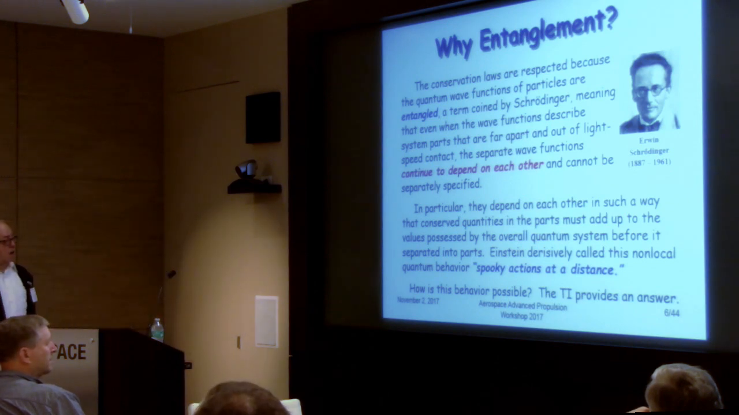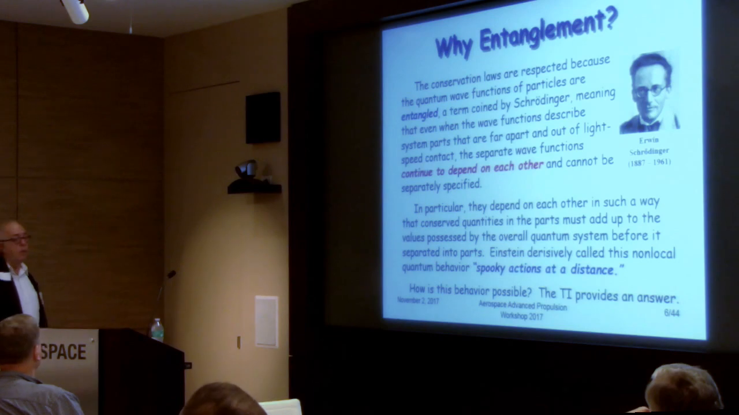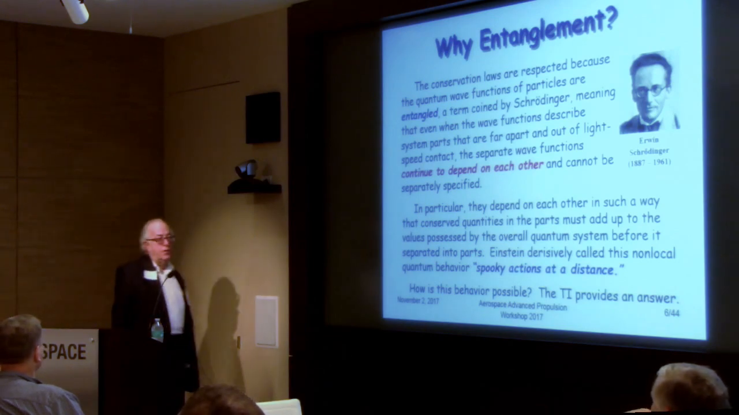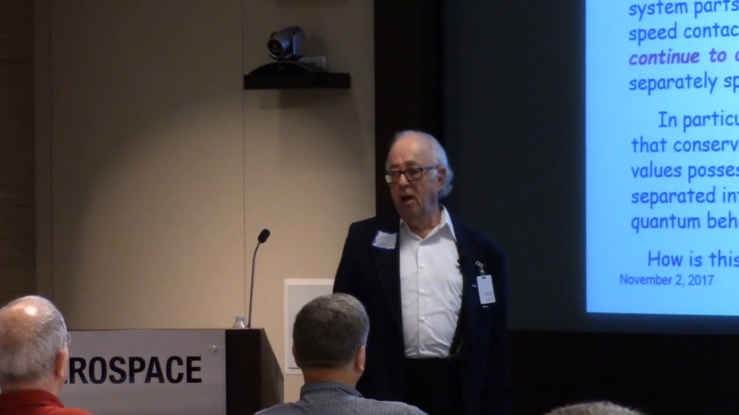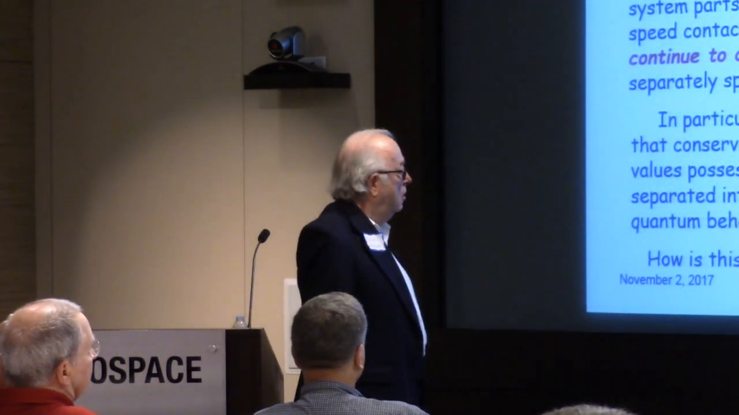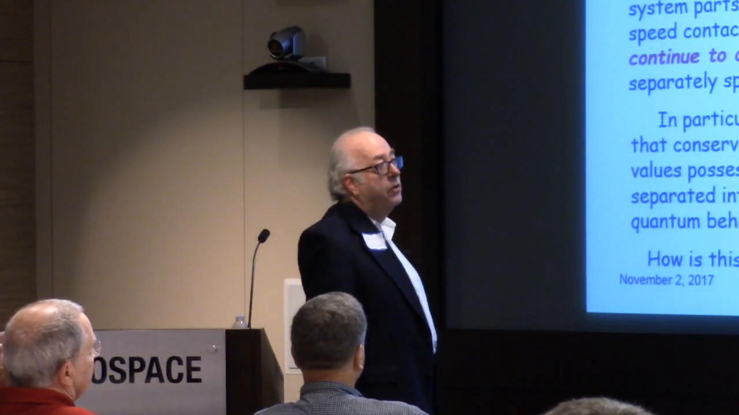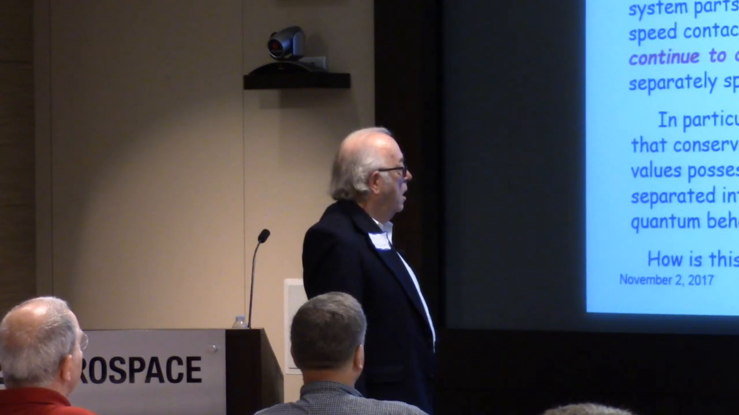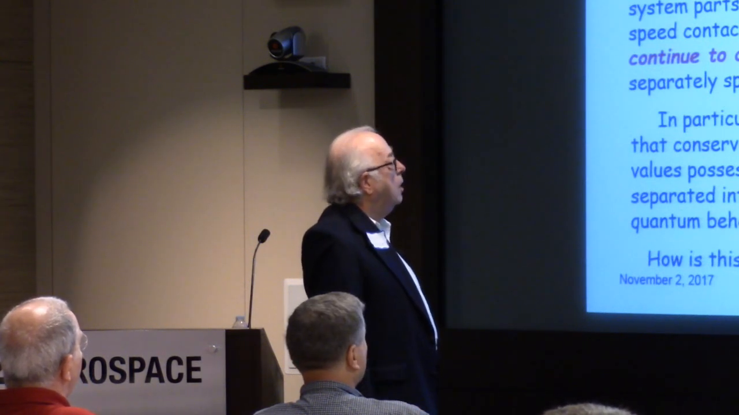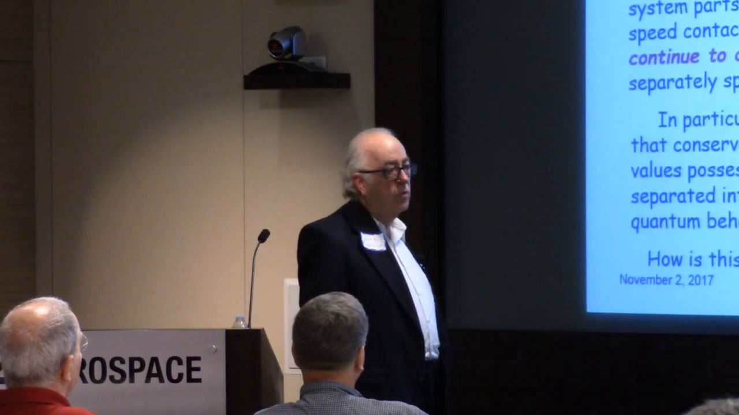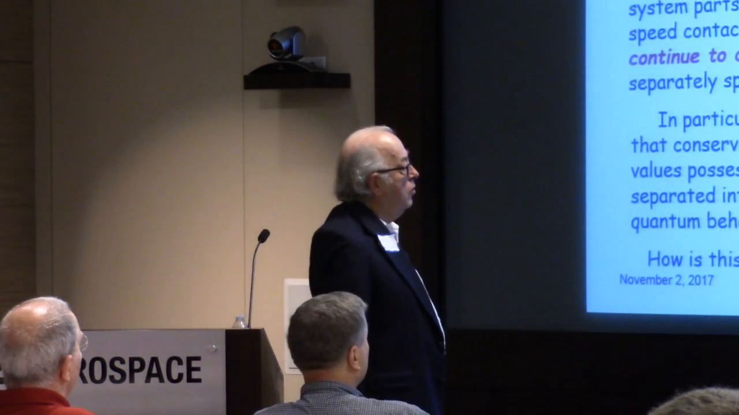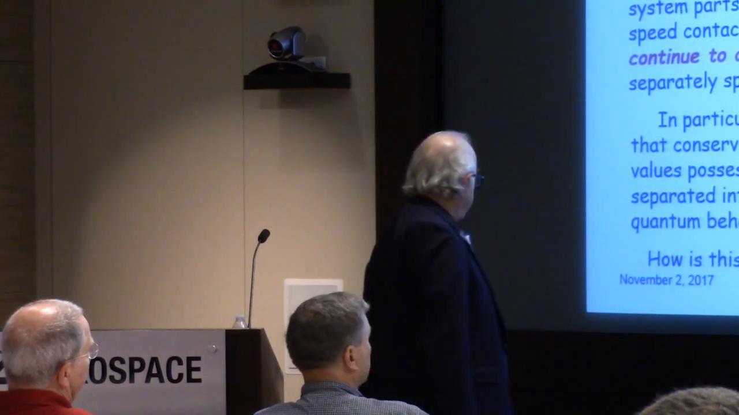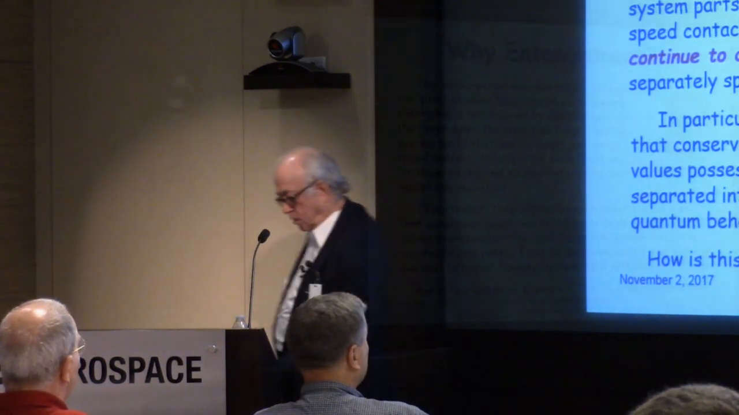And it was a controversy for a long time until people began to do quantum optics experiments to test whether it was there or not, and sure enough, it was. This kind of quantum non-locality is a real property. It's something you have to take into account. And the question is, what's going on? What's the mechanism behind this? And the answer to this question can be provided by the transactional interpretation, which I'll talk about next.